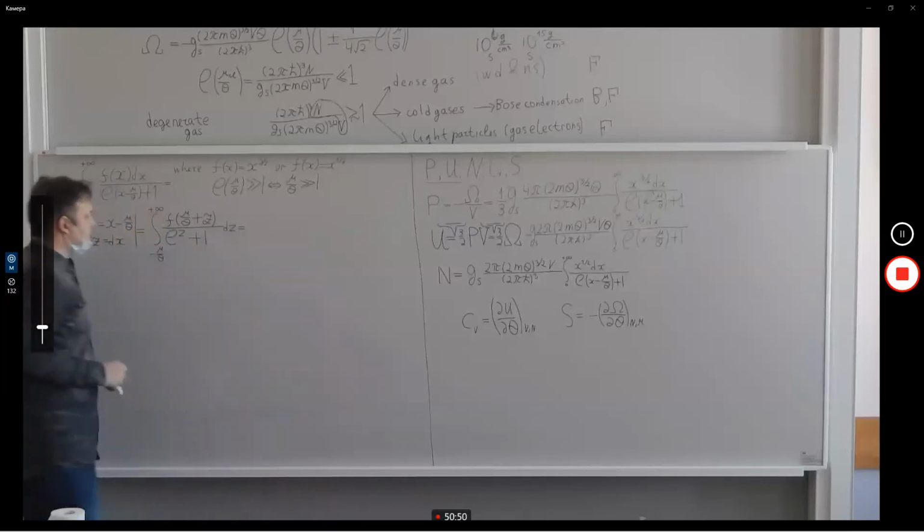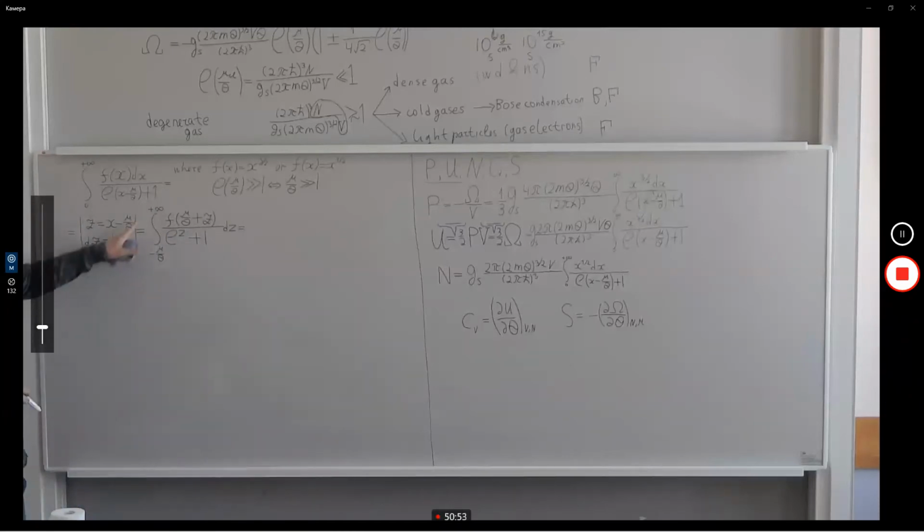And at the next step, I divide this integral into two pieces. One integrates from 0 to infinity, and the other integrates from minus μ divided by θ to 0.